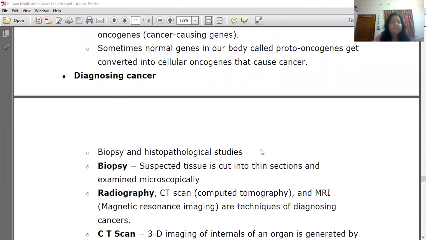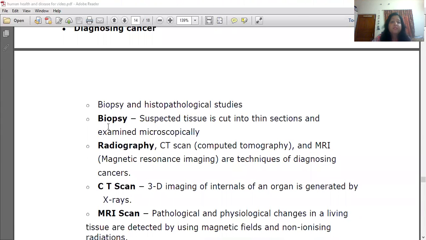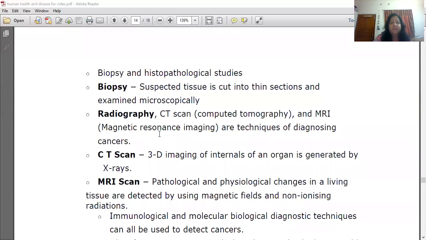Now, how is a tumor diagnosed? A tumor is diagnosed by biopsy and histopathological studies. In a biopsy, a suspected tissue is cut into thin sections and examined microscopically. So in a biopsy, wherever there is cancer, that suspected tissue is cut in very thin sections and examined under a microscope. The second technique is radiography, CT scan and MRI.